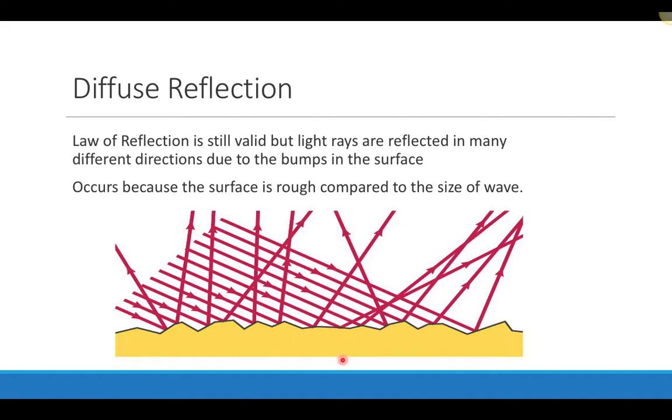Essentially this surface appears to be bumpy because as I look at the different points of contact, the normal to the surface would be in different directions, and therefore the light reflects off in different directions. But the law of reflection is still valid. So this is considered diffuse reflection because as the rays come in, they don't all reflect off in the same direction. They sort of reflect off in different directions.